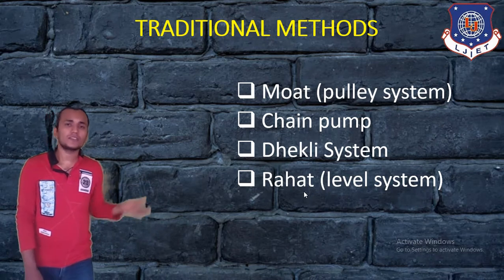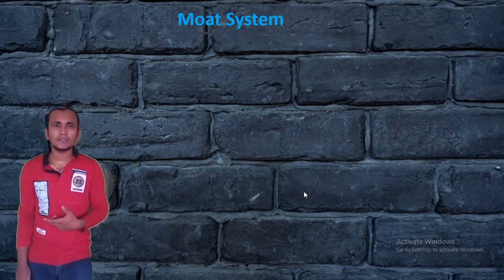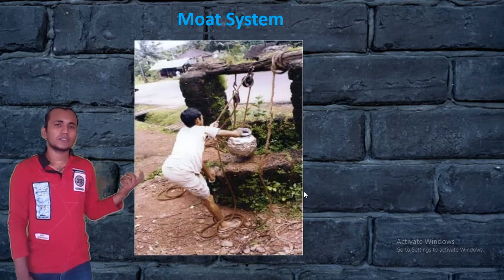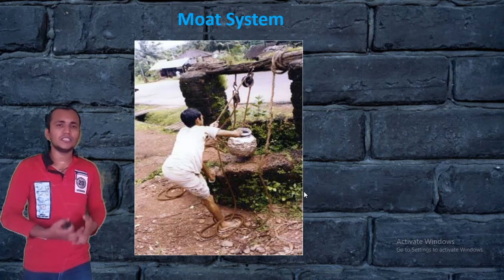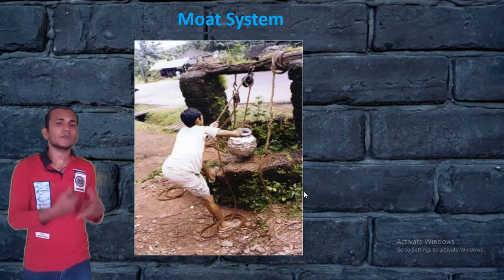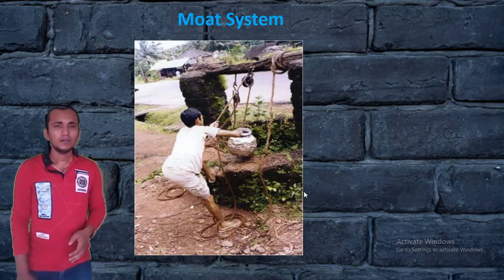These are the old systems that can be used for irrigation. So let us see this. First of all, that is a moat system. In this picture you can see water being given manually to our crop or plant. That is time consuming, and water is wasted in this system.